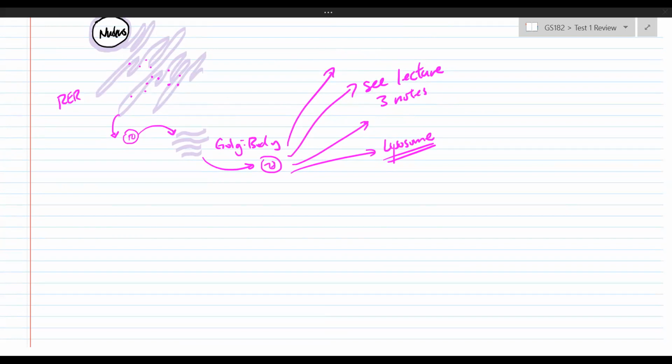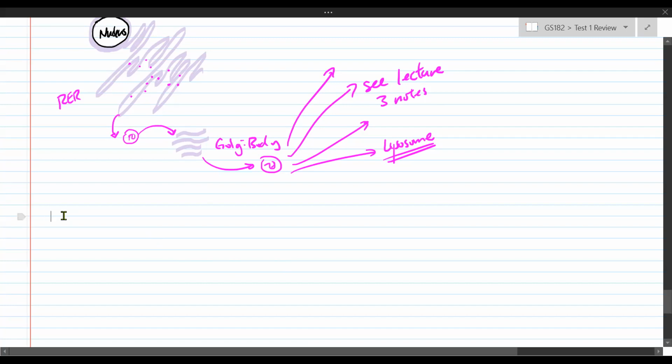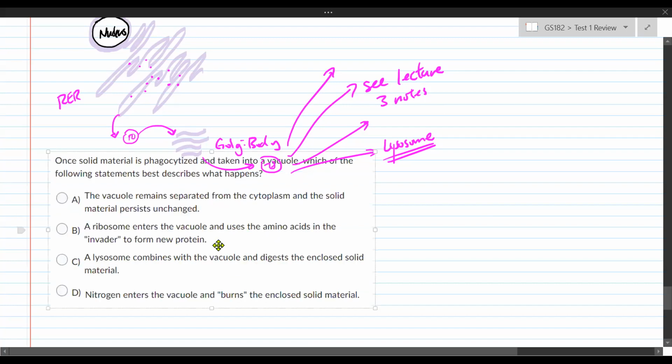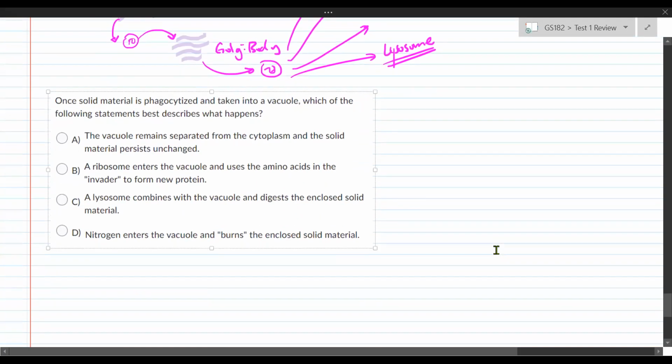Yeah, let's try this question. Oh, why is it not moving? Oh, there it is.